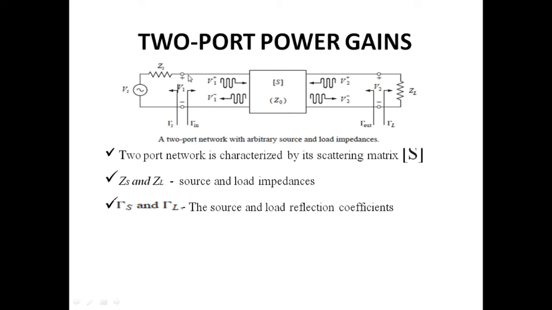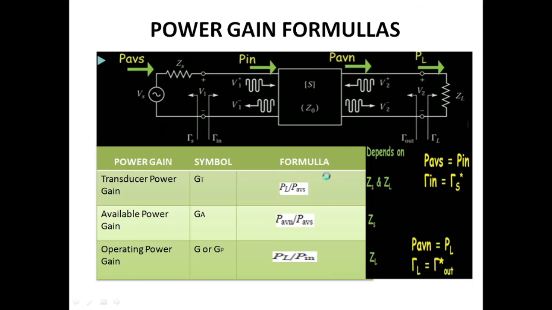So based on this two-port network design, there are some formulas. Now see these formulas. These are the formulas you should remember. So this is an amplifier, right? So the power given, it is going to amplify the signal. Am I right or not? So based on that, here they are going to discuss four powers. One is PAVS. PAVS represents power available from the source, and PIN represents power delivered to the input side of the network. PAVN represents power available from the network, and PL represents power delivered to the load.